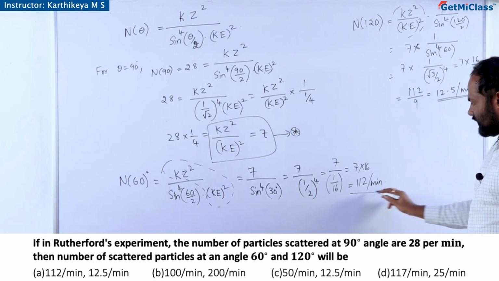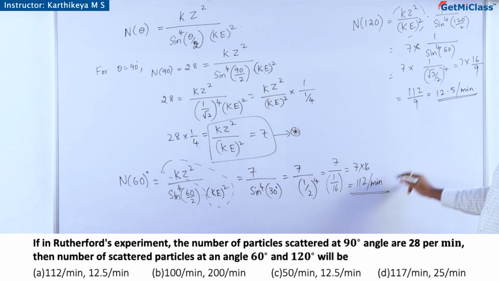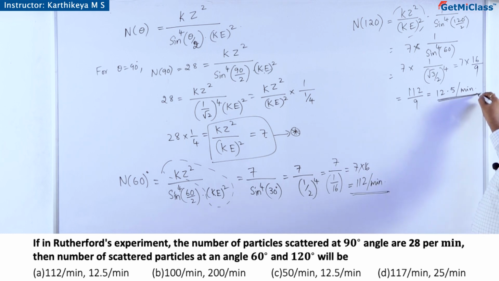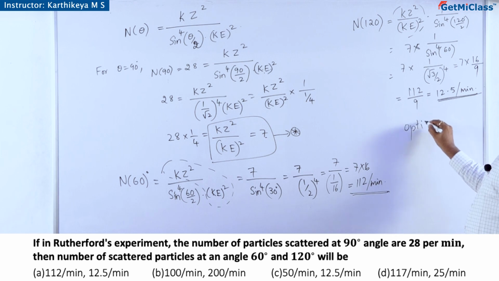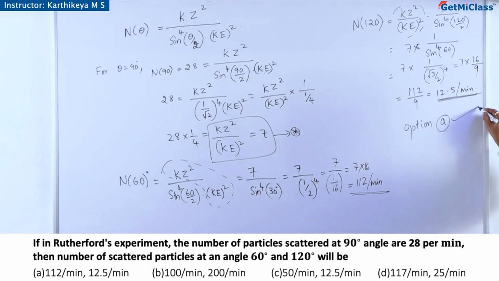So the answers are 112 per minute and 12.5 per minute. So option A is the correct answer.